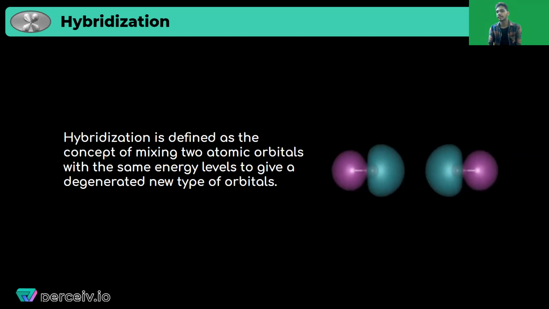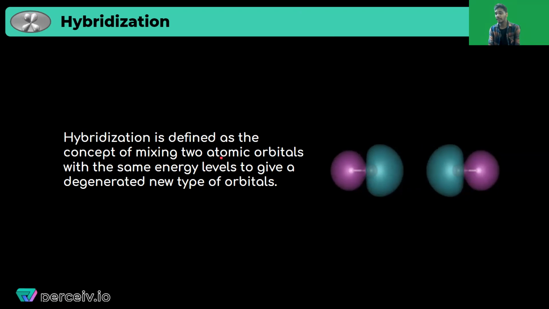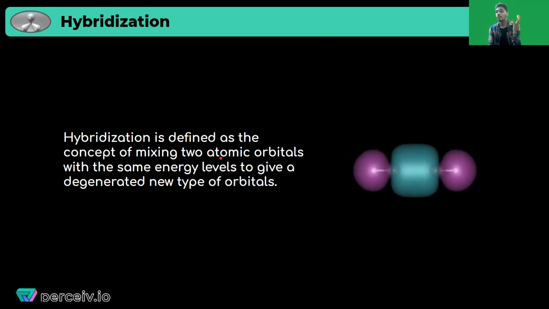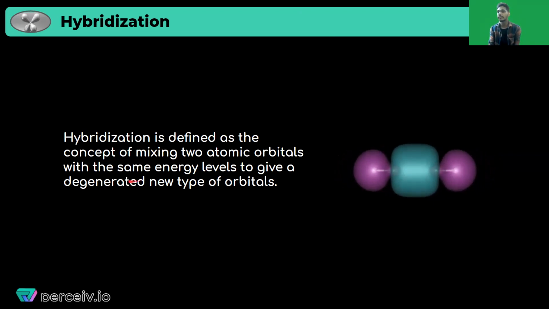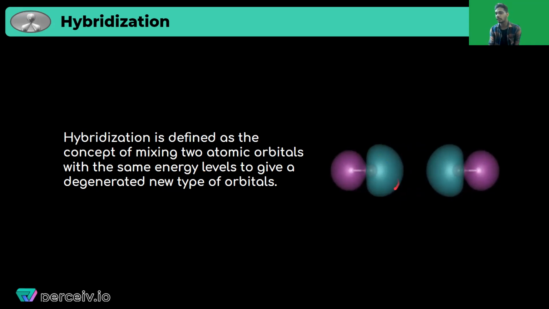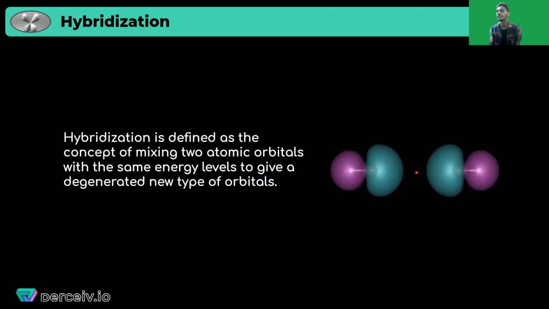As you can see on the slide, hybridization is defined as the concept of mixing of two atomic orbitals. So what is happening here in hybridization? The mixing of orbitals is happening. Two orbitals are mixing with each other with the same energy. But what is the rule, what is the condition? They should have the same energy.